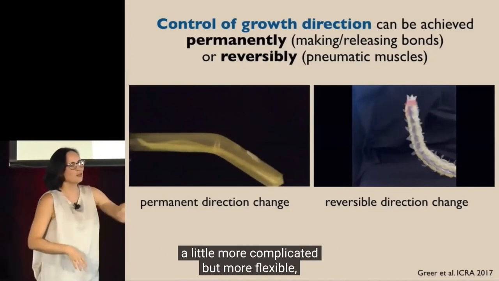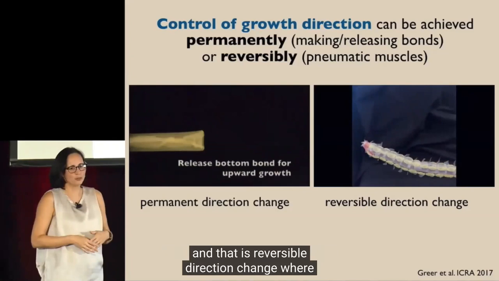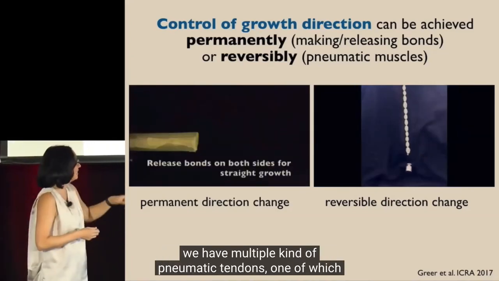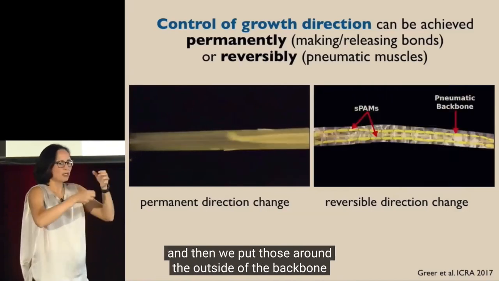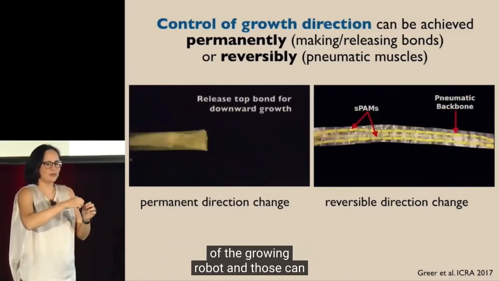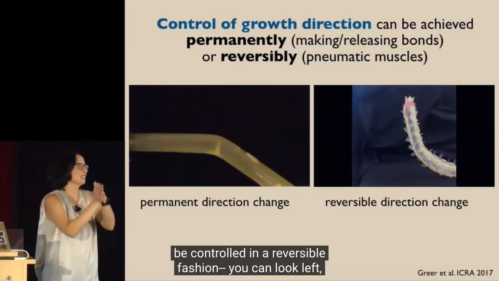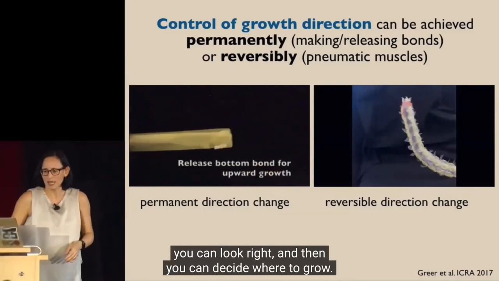On the right-hand side is something that's a little more complicated, but more flexible, and that is reversible direction change, where we have multiple kind of pneumatic tendons, one of which is shown in the video on the right now. And then we put those around the outside of the backbone of the growing robot, and those can be controlled in a reversible fashion. You can look left, you can look right, and then you can decide where to grow.